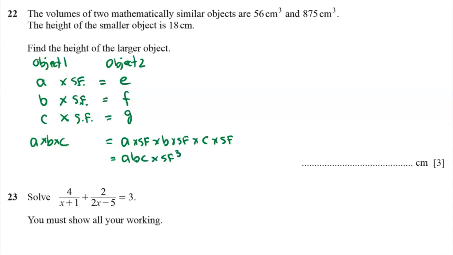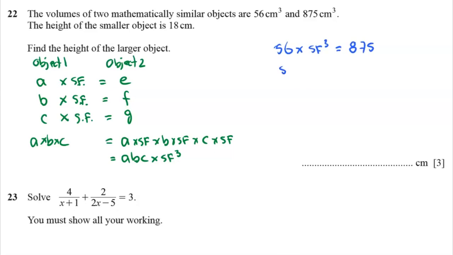All right, so all of that was just to show you this is the only way you could have worked it out. The smaller one obviously will have the smaller volume. The smaller volume, 56, multiplied by the scale factor cubed is going to equal the larger volume.